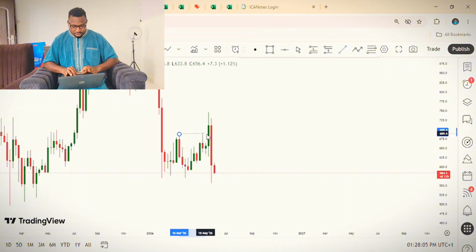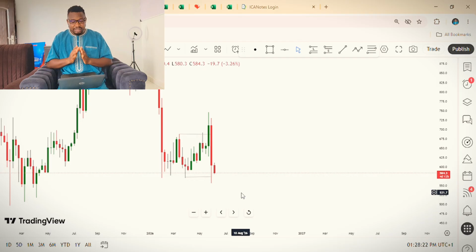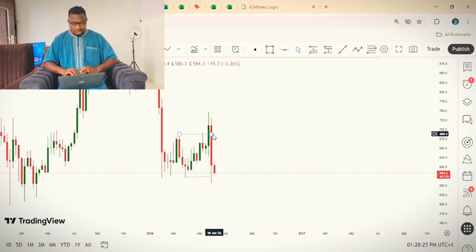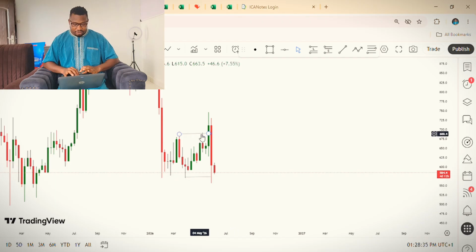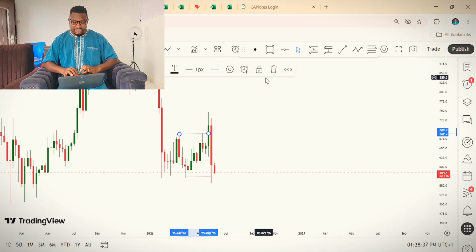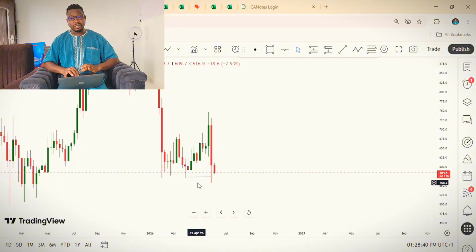We have a break of structure to the upside here, and we also have a break of structure to the downside here. So which of these is the most recent break of structure, guys? Is it the up one or the down one? For me, the most recent break of structure is the down one, this one here.